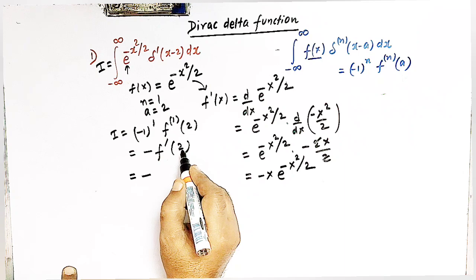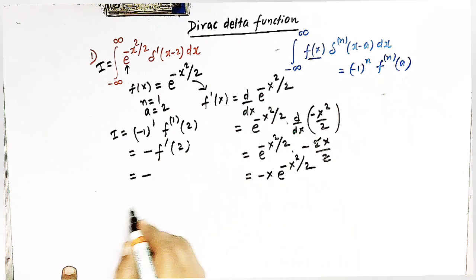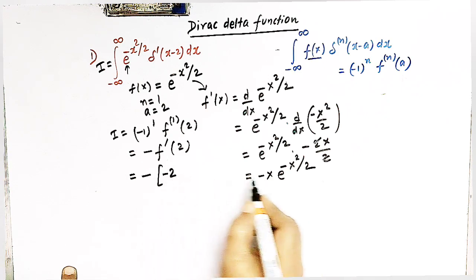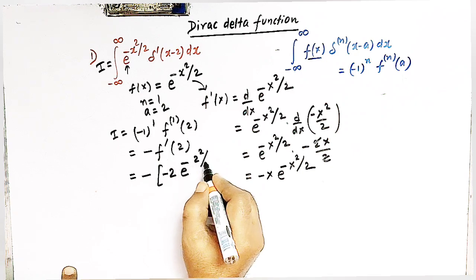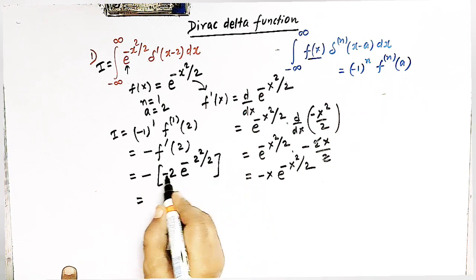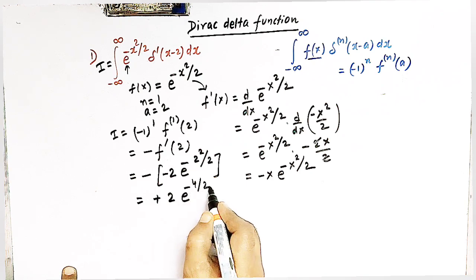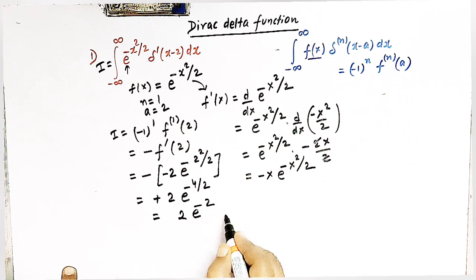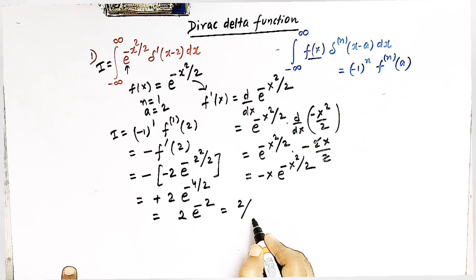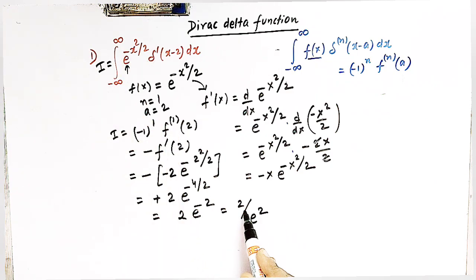So now f prime of 2 can be obtained by replacing x by 2. So here we have minus 2 for x is equal to 2, and e raised to minus 2 square over 2. So this is minus minus plus, and we have 2 times e raised to minus 4 over 2, that is 2 times e raised to minus 2. So this is 2 divided by e square. So the value of this integral is equal to 2 divided by e square.